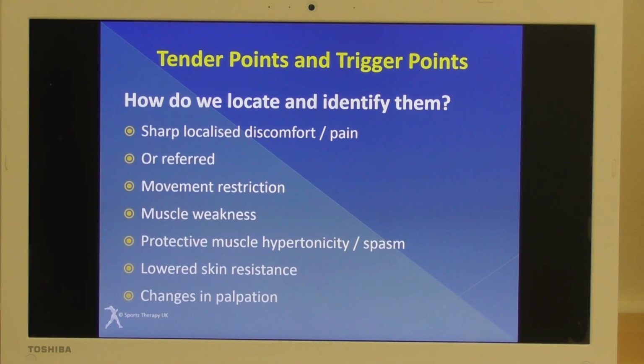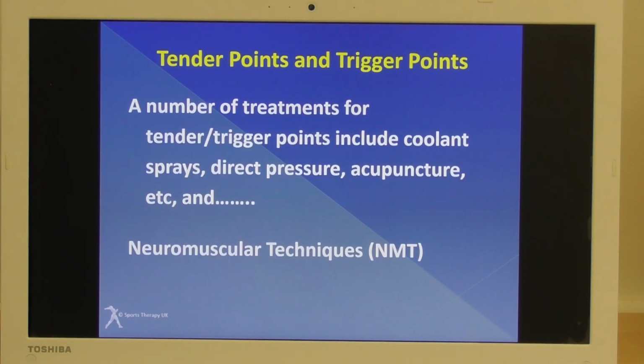So how do we identify them? It's normally sharp and localized discomfort and pain, often referred. Movement restriction, we can get some muscle weakness, protective muscle hypertonicity, or there might be some spasm going on. Lowered skin resistance, so when you palpate, it's not as squishy, it's not as pliable, you're meeting something almost firmer, and then we get changes in palpation with what we're feeling.